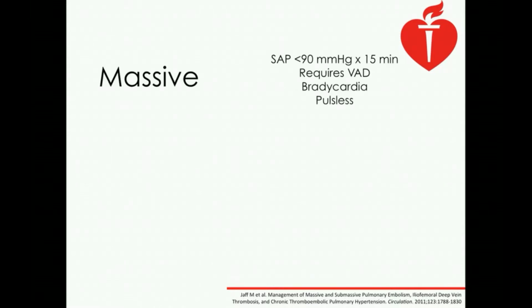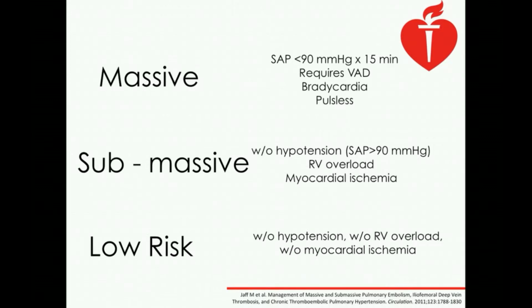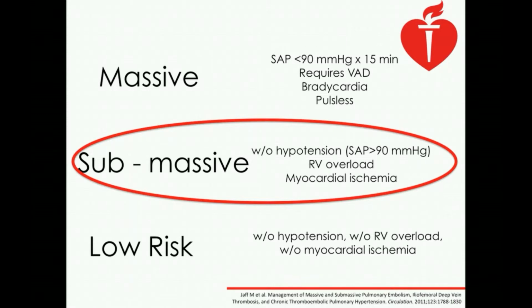If you look at the AHA guidelines, the definition of massive PE is basically a PE that's hypotensive, okay, for more than 15 minutes, that requires vasoactive drugs, that's bradycardic less than 40 or pulseless, okay, that's basically a massive PE. When you look at submassive, it's without hypotension, systolic over 90 millimeters of mercury, but with evidence of right ventricle overload or myocardial ischemia. When you look at low risk, it doesn't have hypotension, it doesn't have right ventricle overload or ischemia. And as we said, we're going to focus on this group, okay? Because here the mortality varies a lot, 3 to 10%, okay? And that's a huge difference.